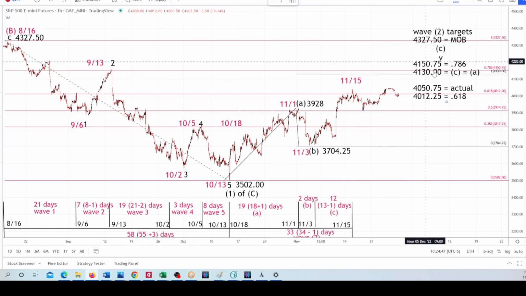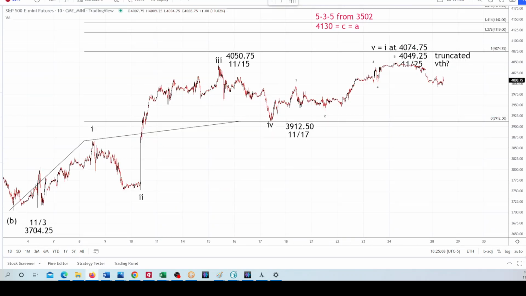You can see our targets here, and you can see the actual right there. Okay, 4130 is where C equals A. There's A up, B down. I've got C over here, but it just to line up with this. Okay, where is it wrong? A move above 43.27, the wave B high on August 16th, and it is wrong.